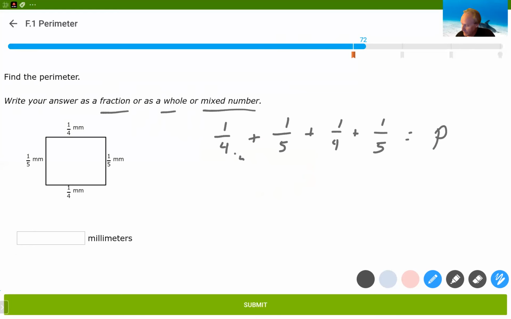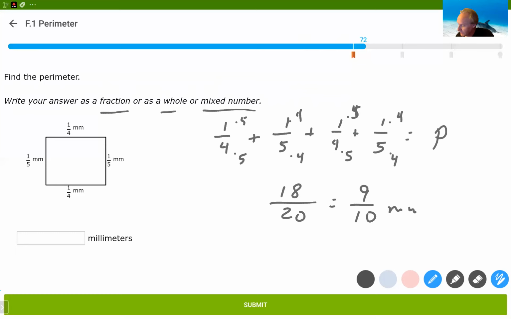So times 5, times 4 times 5. Oh, I said times 5. Times 4. And you've got 9, and 9 is 18 over 20. And that reduces to 9 over 10. And this happens to be in millimeters. This is the perimeter.